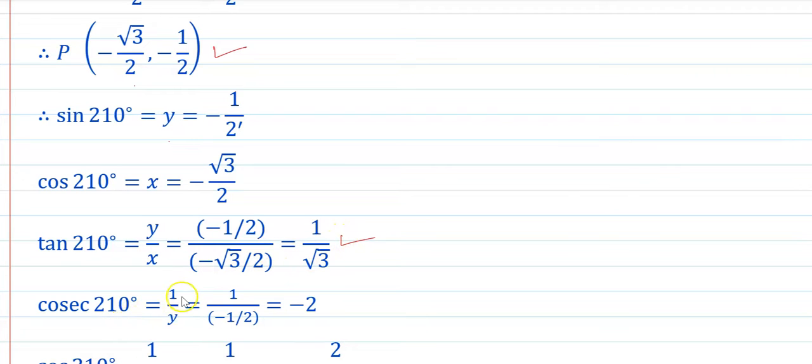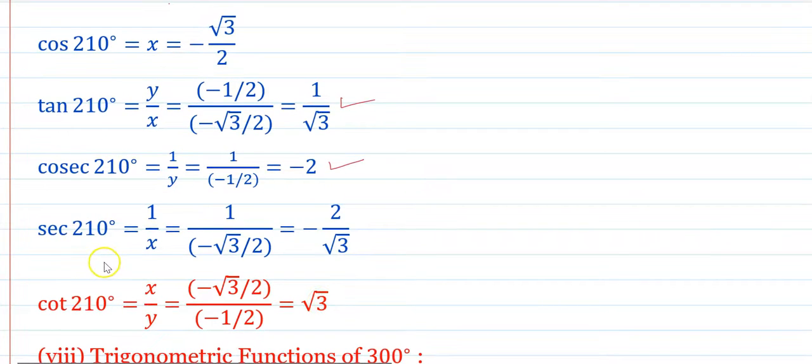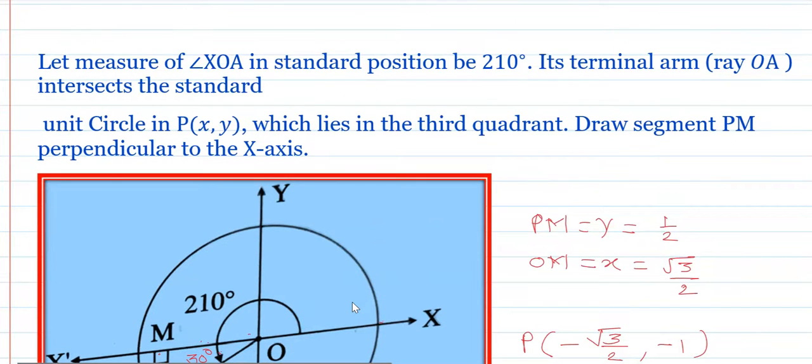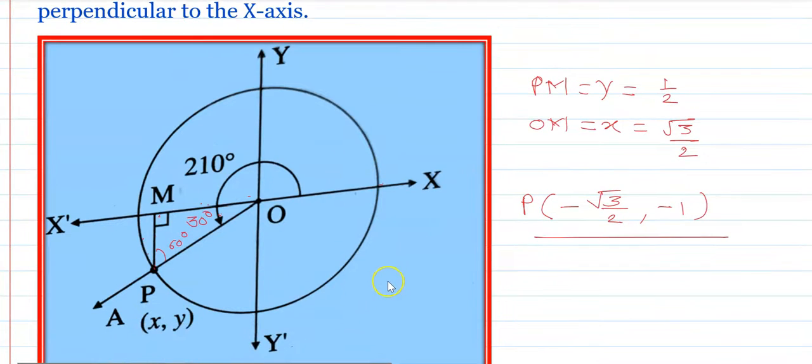Cosec 210 is equals to 1 upon y. What is the value of y? Y is minus 1 upon 2. Its reciprocal is minus 2. Next, sec of 210 is 1 upon x, that is 1 upon minus root 3 by 2, minus 2 upon root 3. Cot of 210 is x upon y, minus root 3 by 2 upon minus 1 upon 2. 2 get cancelled, and hence cot of 210 is equals to root 3. Hence, in this way, these are the trigonometric functions of the angle 210.